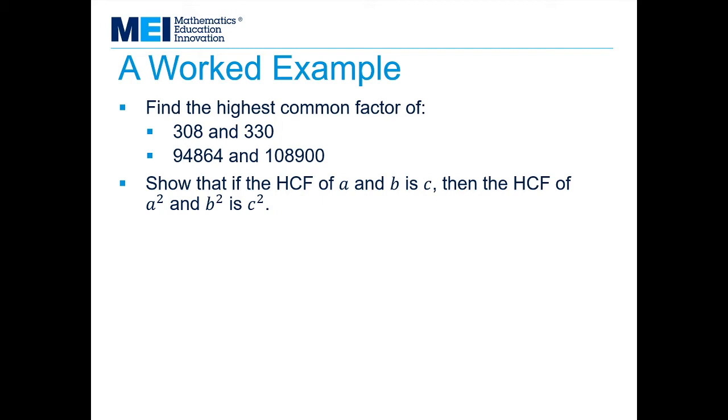So the first thing that I've noticed is that the examples that it's given me, 308 and 330, 94,864 and 108,900, are examples of a general result that it's asking me to prove in the second part. So the first part I'm going to use my program to do.